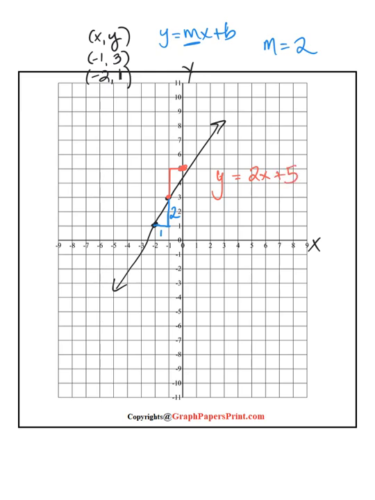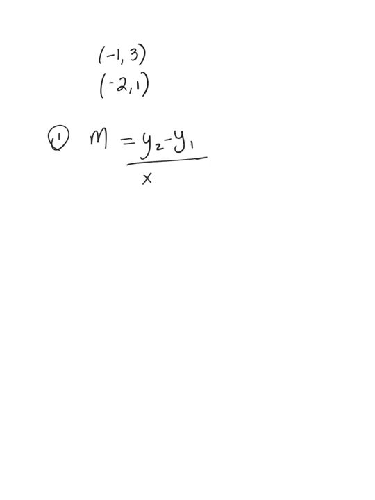Now, if I wanted to solve this algebraically, I can. Okay, so I have my 2 points, -1 comma 3 and -2 comma 1. If I'm going to solve algebraically, the first thing I have to do is use my slope formula. So remember, these are my x's, these are my y's. Y's go on top because that's my rise over run.